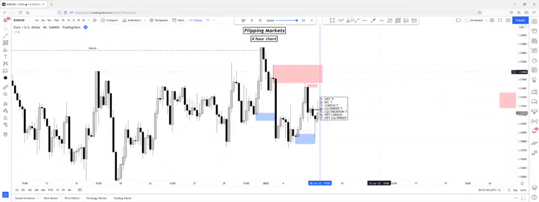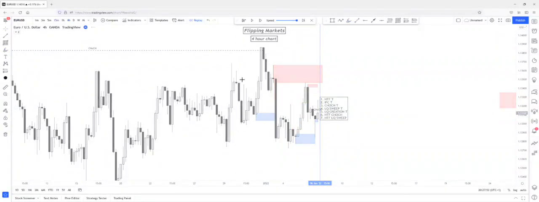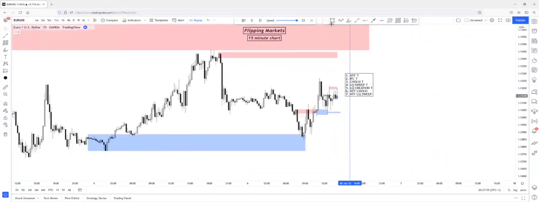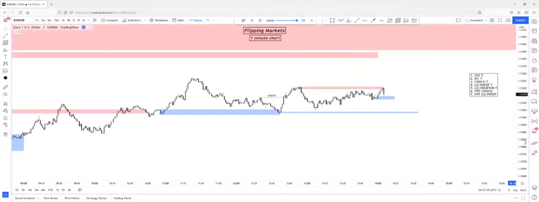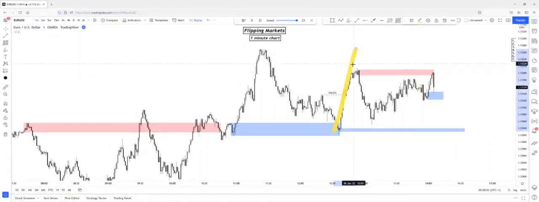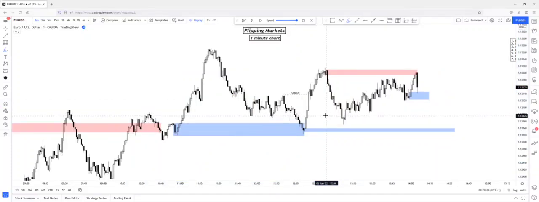The 4 hour changed character here to the upside, as you can see. Here's a change of character to the upside. Change of character with huge inefficiency to the upside. After this, price tapped the 4 hour zone and changed character on the 15 minute to here. After this, price tapped the 15 minute zone and changed character on the 1 minute too. So basically, a demand chain is building on every single time frame. 4 hour is bullish, 15 minute is bullish, 1 minute is bullish.